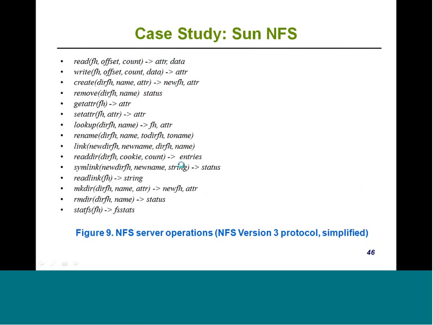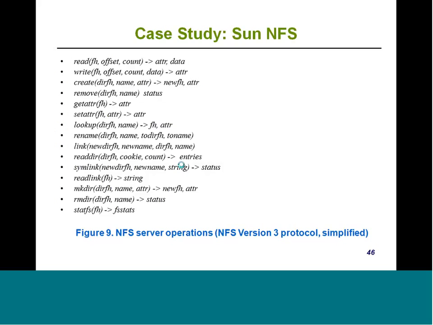The various commands are used here. In this one there is a read operation. Very similar to the flat file access, we give the file handle, the offset and the count, and that retrieves the data and puts it in the data variable. For writing, we again give the file handle, the offset, the count, and then the data, and it is written into that file system, and an attribute is also returned.